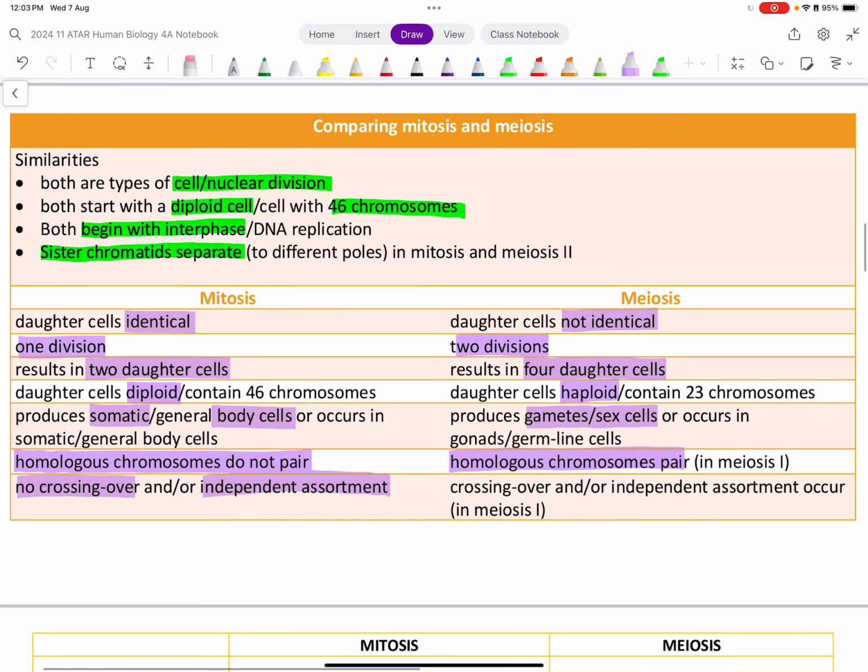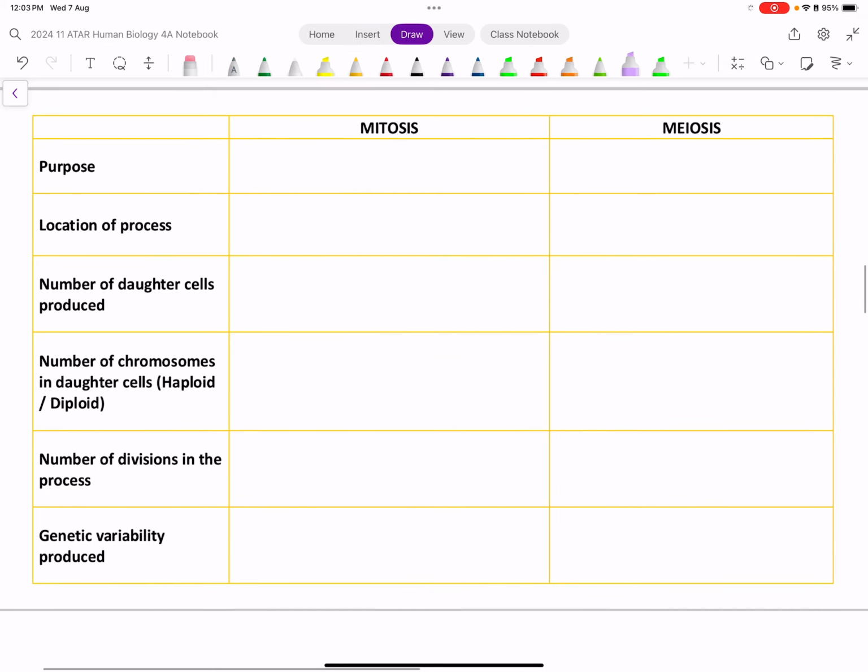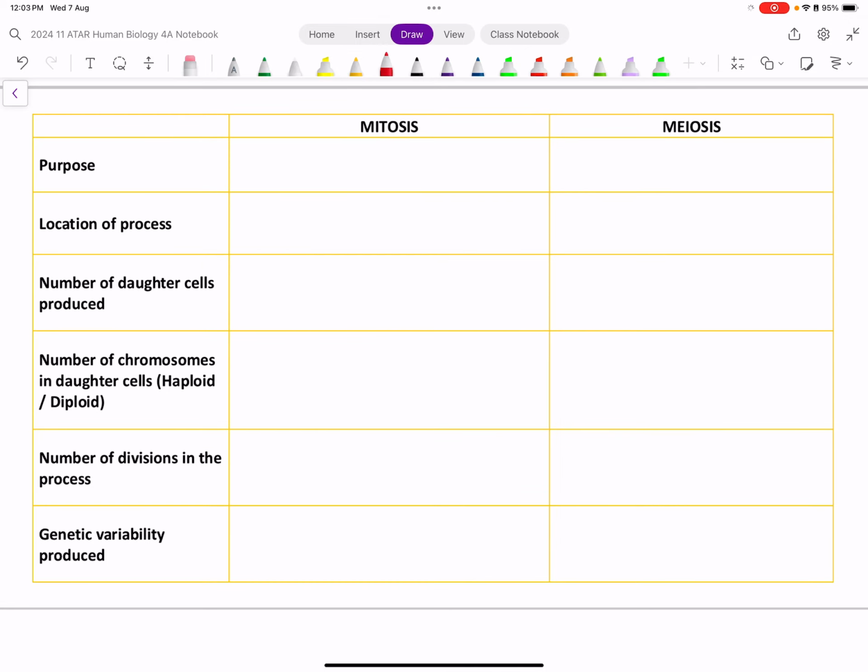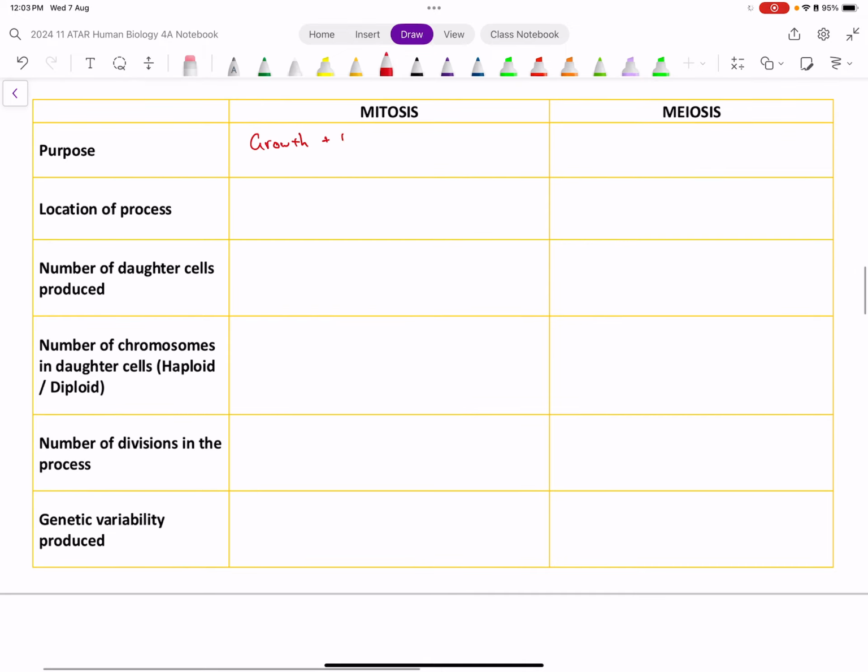Now, to take this detailed information and to simplify it and break it down very clearly, in mitosis, our overarching purpose is the growth and repair of body cells, or somatic cells. When we talk about meiosis, on the other hand, it is simply to produce varied gametes or sex cells, and we do want that variation.